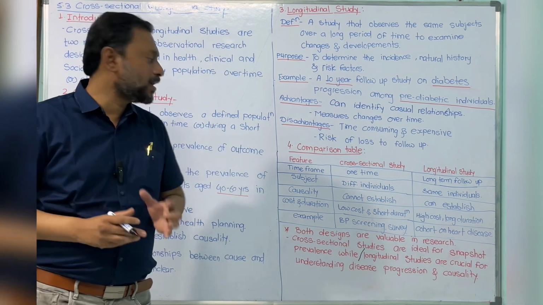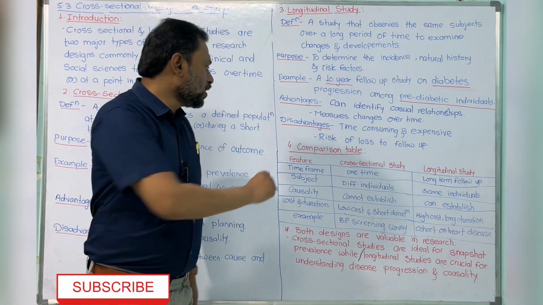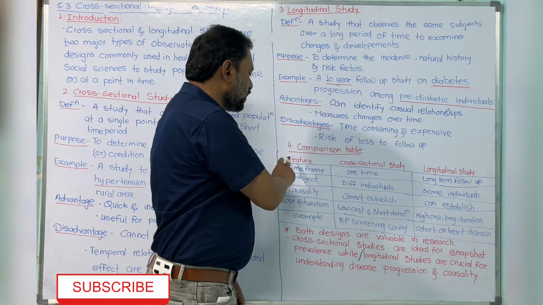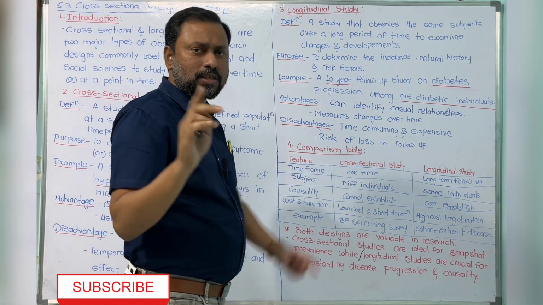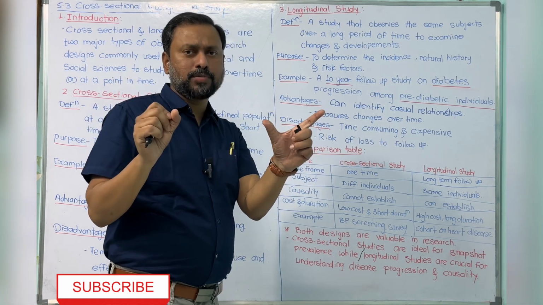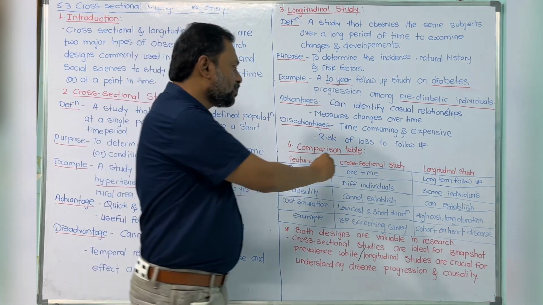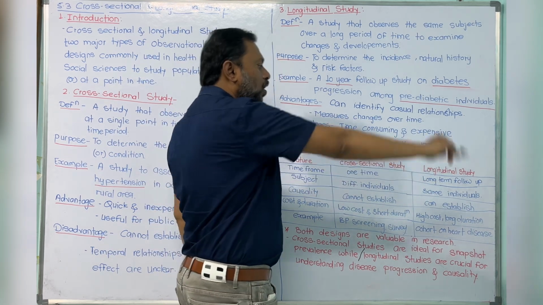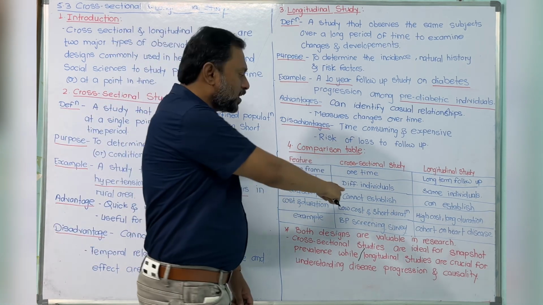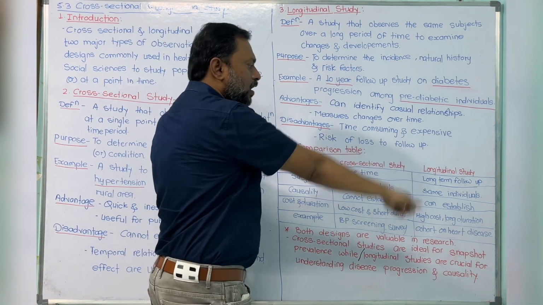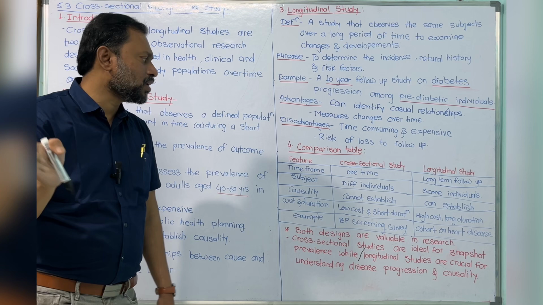Next is the comparative study, the comparison between cross-sectional and longitudinal study. The features: the first is time frame. In a cross-sectional study, you collect only one time, just one snapshot of your group of people. Long-term follow-up means you are making a long video. Like that, one is one time, and the other is longitudinal. Long term means more than a few years, decades, following your subjects. In cross-sectional, you gather different individuals' information. In longitudinal, you gather the same individual's information after a few days or a few years.